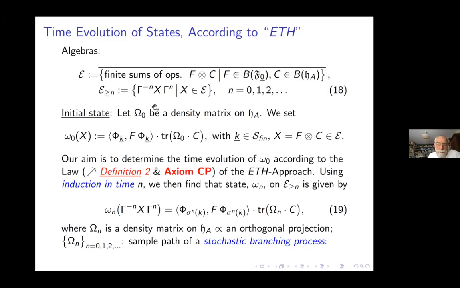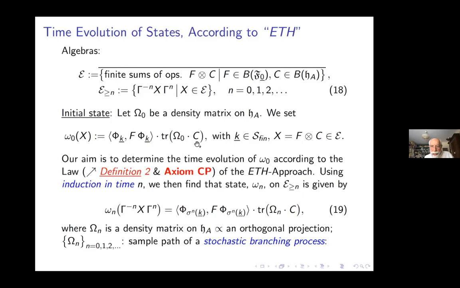And although these gammas are unitary operators, it turns out that these algebras E greater or equal to n become smaller and smaller the larger n becomes. So in fact, the principle of diminishing potentialities is again true in this model, just like in the previous more relativistic model. I choose as an initial state a density matrix on the atomic Hilbert space and tensor it with the state phi sub k on the radiation field.